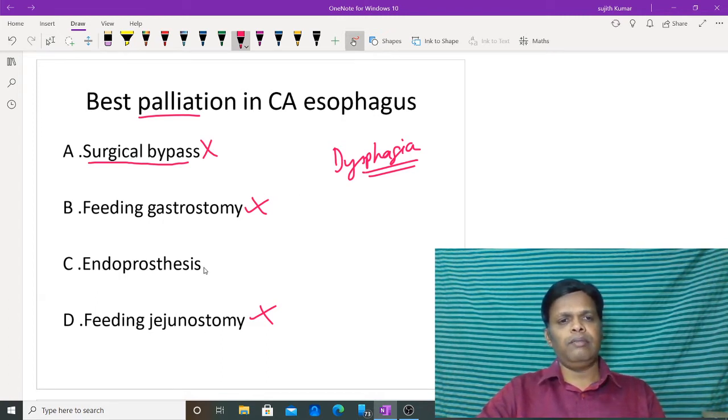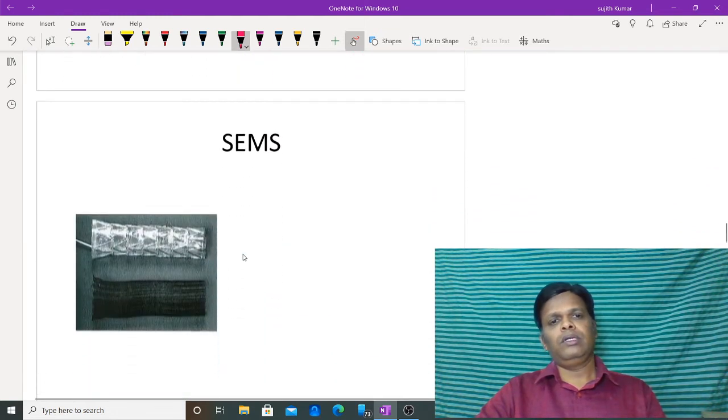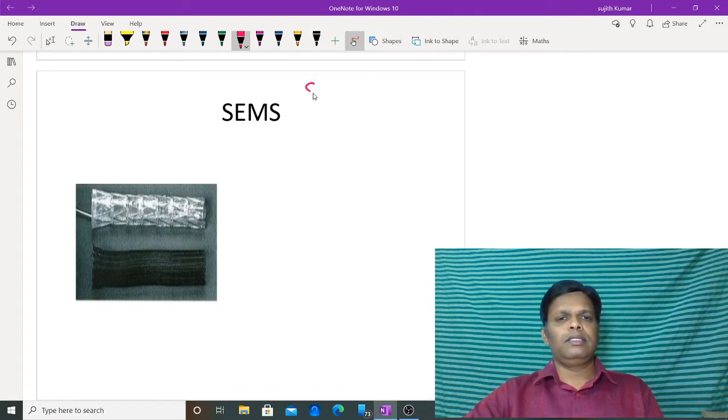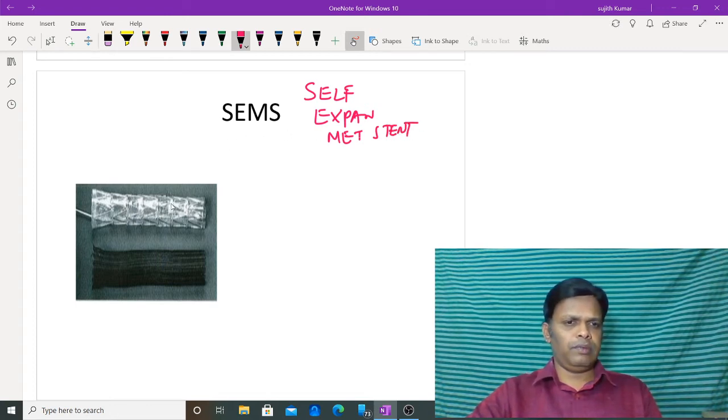So that can be done by the endoscopic process, that is using stents. We are going to discuss the same one. This is the SEMS, that is nothing but self-expanding metallic stent. So this is called a SEMS. In this stent you can see two types: one is the covered stent and another one is the uncovered stent. The covered stent is usually coated with either silicone or polyurethane.